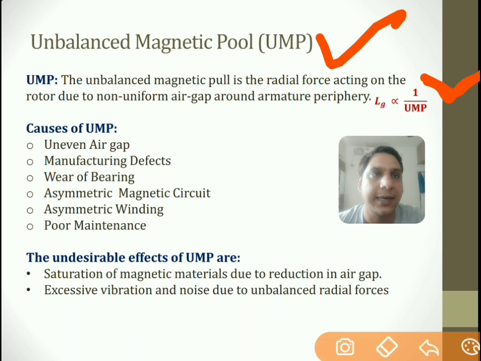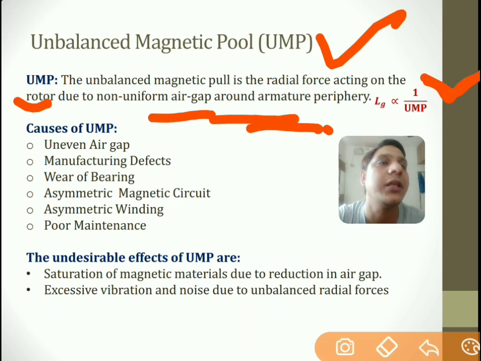So friends, you need to understand, unbalanced magnetic pull is a radial force acting on the rotor due to non-uniform air gap around the armature periphery. This is the definition. If you have not understood the definition, still it is okay. In the coming slide, I am showing you the diagram where you can understand the meaning of what I said just now. Unbalanced magnetic pull is a radial force which is acting on the rotor due to the non-uniform air gap. So whenever the air gap is not uniform, some radial forces act on the rotor, and this force we are calling unbalanced magnetic pull.